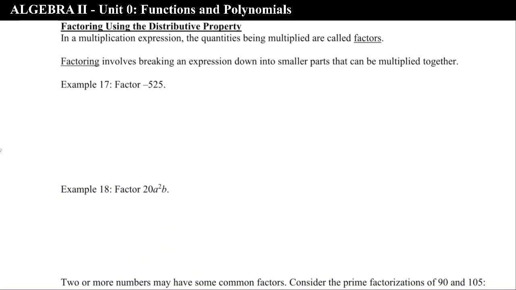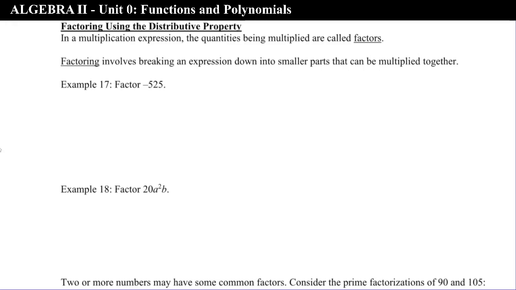All right, now let's move on to factoring. Okay, we're going to start taking those polynomials that we multiplied together and we got the result. Well, now we're going to start with that result and try to get back to polynomials that are broken apart. Okay, so in multiplication, the quantities being multiplied are called factors. Okay, so if you think about a simple multiplication problem like 2 times 3 equals 6, 2 and 3 are factors of 6. Factoring involves breaking an expression down into smaller parts that can be multiplied together.